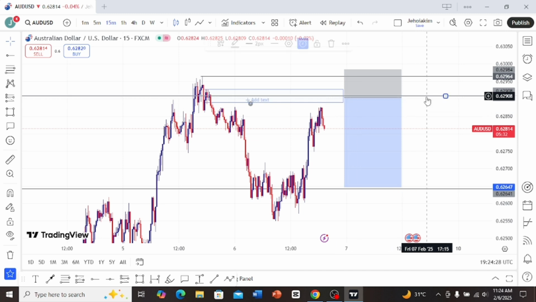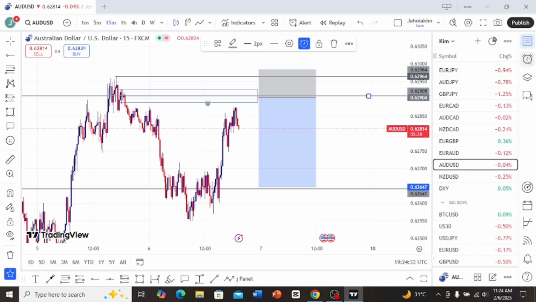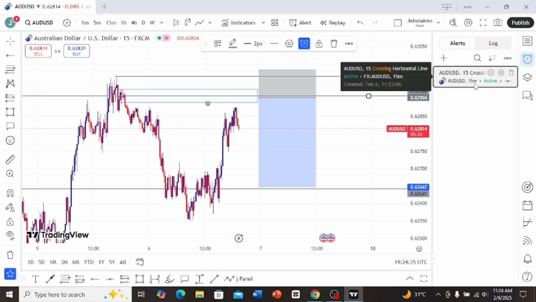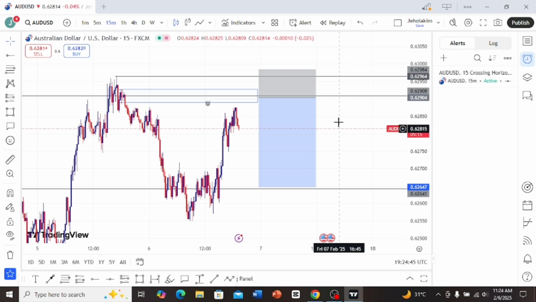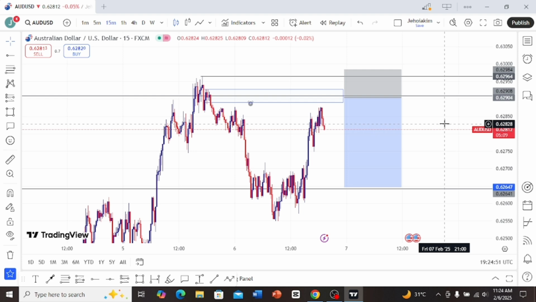Since my alert is in there, as you can see, my alert is up there. Let me show you. I have my alert active, crossing horizontally. So whenever price is crossing this horizontal line, I'll be notified on my phone and come and place the trade. So this is how we do top-down analysis.